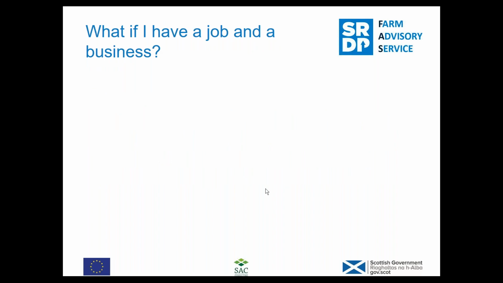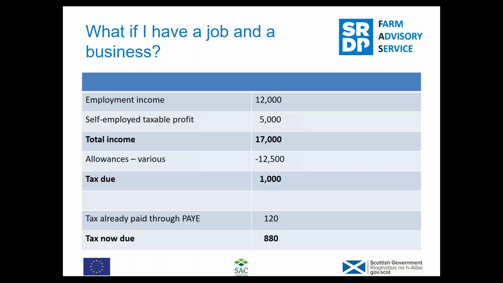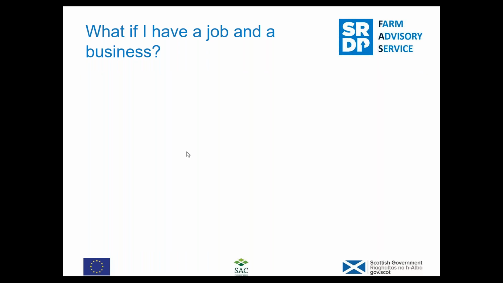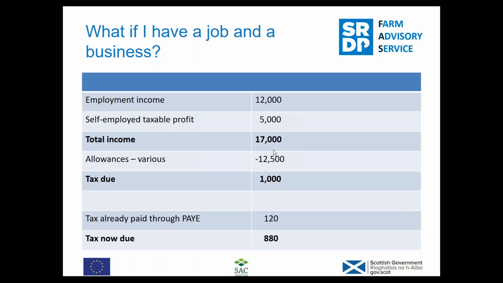So what if I have a business and a job? That's quite a common scenario, particularly with new entrants. Your tax return is going to bring together all the sources of income that need to be considered: employment income, self-employed income, property income, etc. The example I'm going to show you here excludes savings income and things. It just assumes there's only employment income and self-employed income.